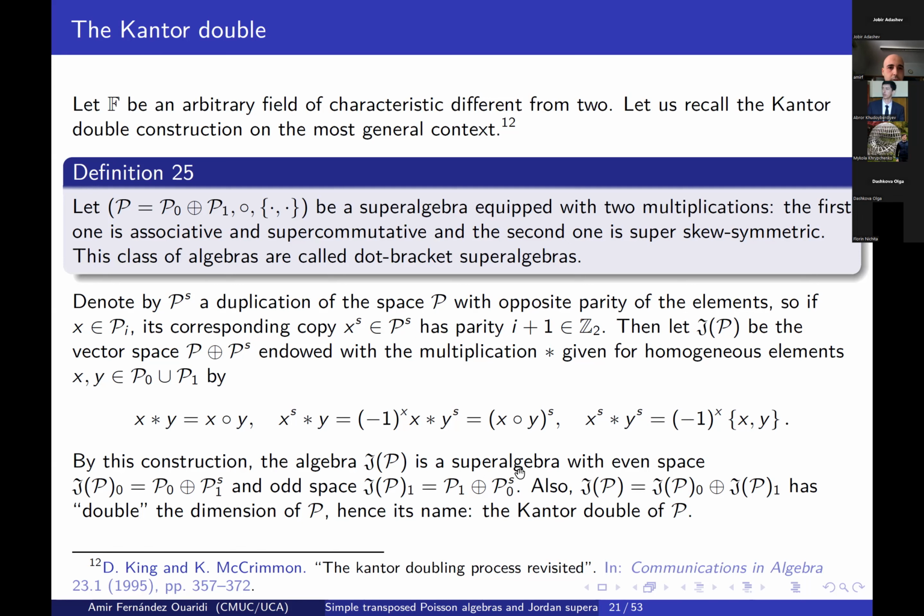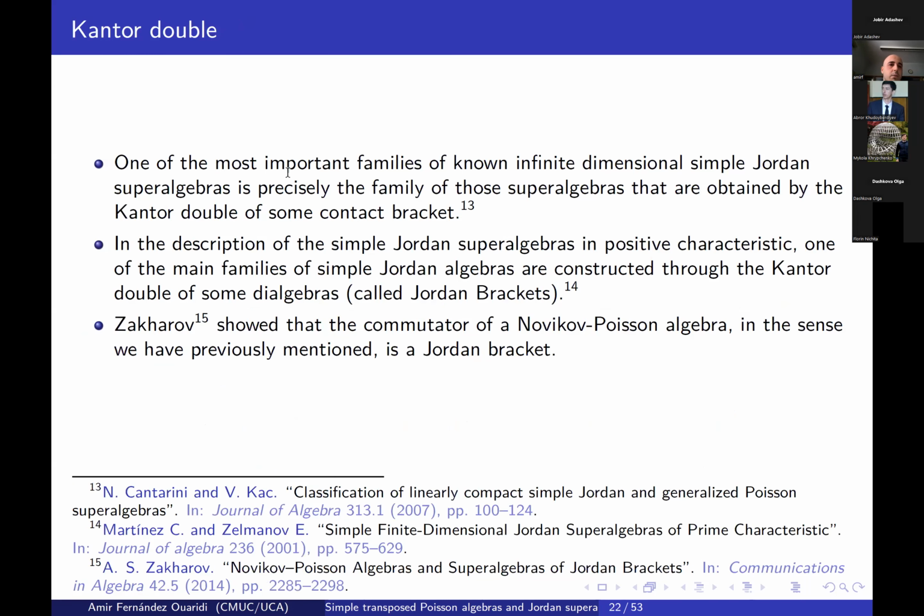There are other reasons why the Kantor double is important. It's not just important in Kantor's proof of the classification of the simple Poisson algebras over an algebraically closed field of characteristic 0. This construction is also important because one of the most important families of infinite-dimensional simple Jordan superalgebras is precisely the family of those superalgebras obtained by the Kantor double of some contact bracket.